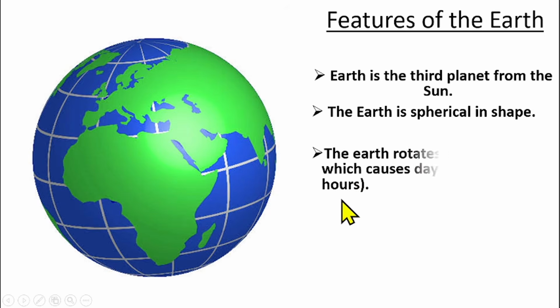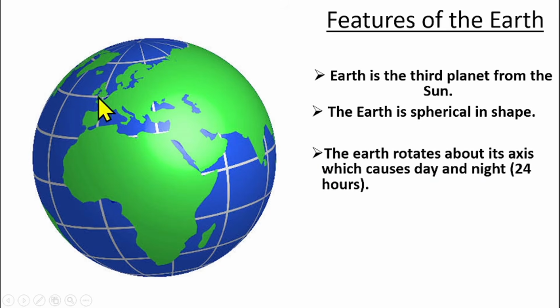Also, the Earth rotates about its axis, which causes day and night. As you can see, this Earth that we are seeing right now rotates about its axis from the west to the east. For it to make a complete rotation, it takes 24 hours, which causes day and night.